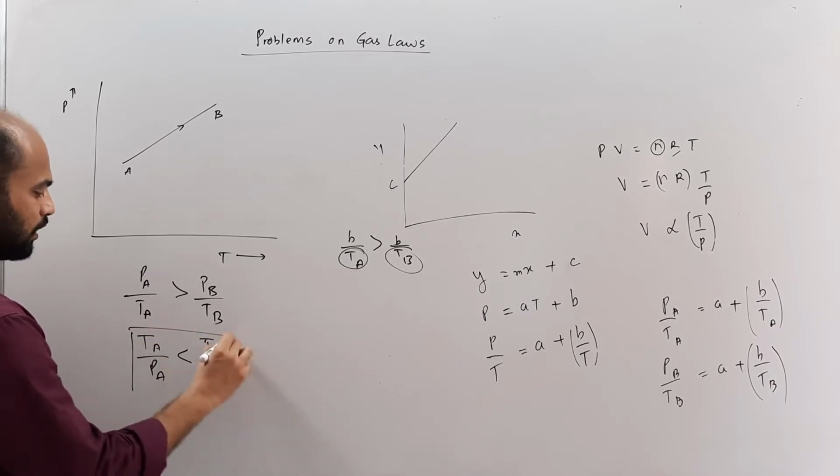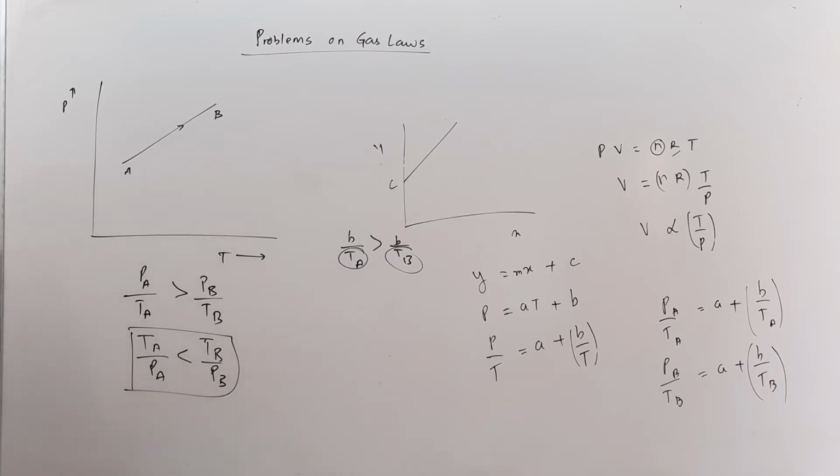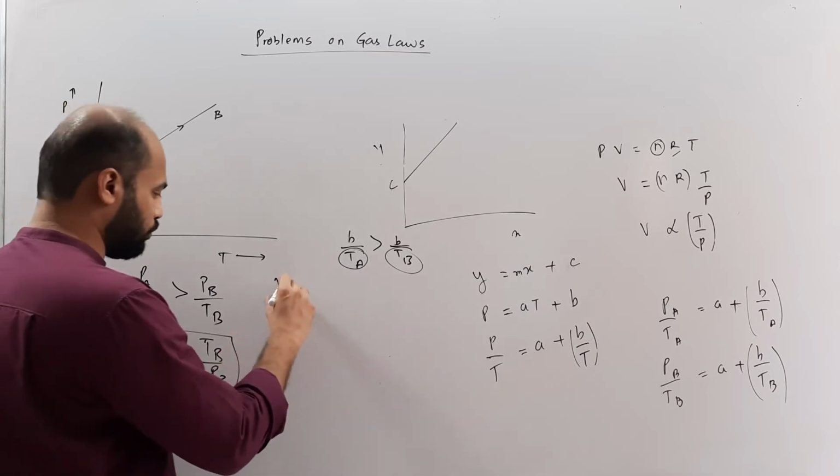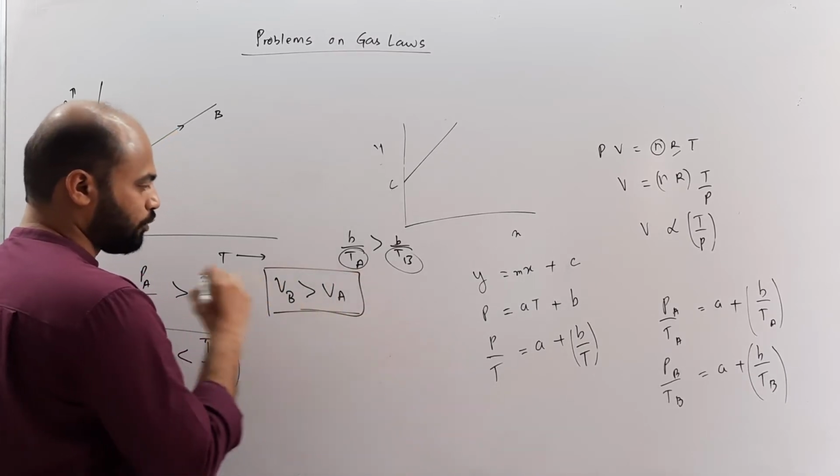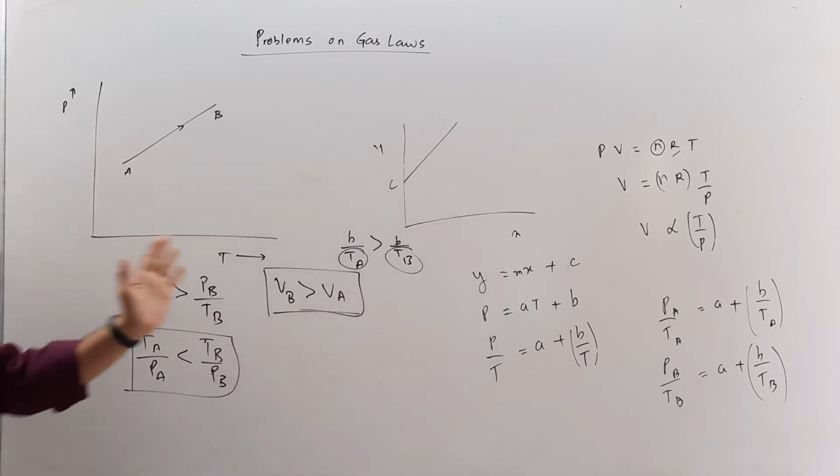Now this is done in accordance with the rules that we have learnt in inequalities, and this gives us a clear idea that this ratio is more at B compared to what it is at A. Hence we can say that volume at B is greater than volume at A. So the volume is increasing along with the temperature.